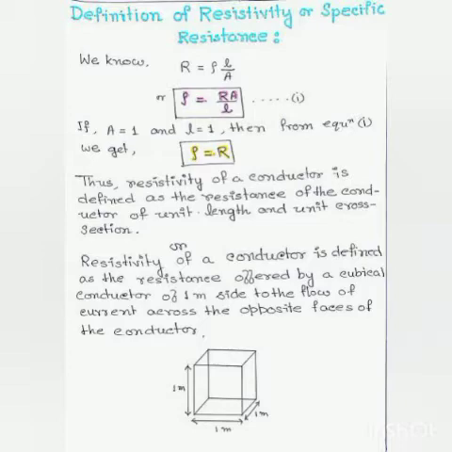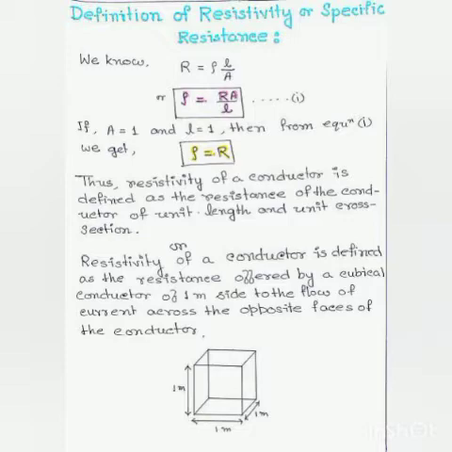Today first we will discuss the definition of resistivity or specific resistance. Now in our last class we have discussed R equals rho L by A, where rho is the resistivity or specific resistance of the conductor.